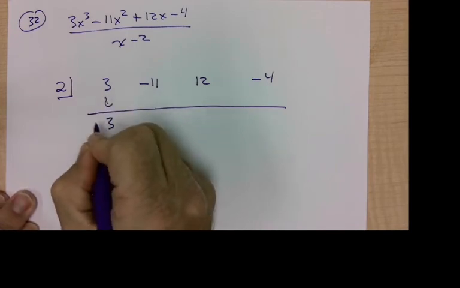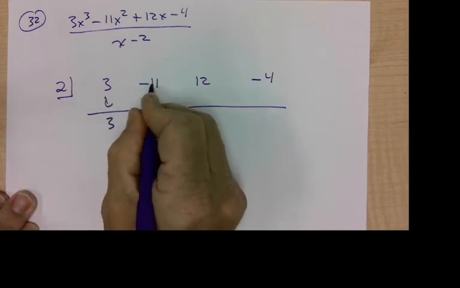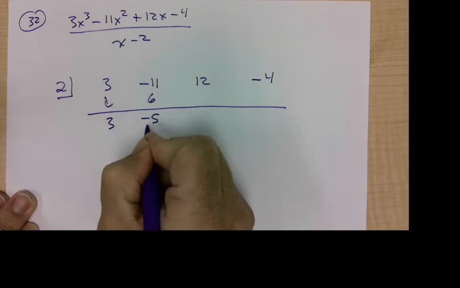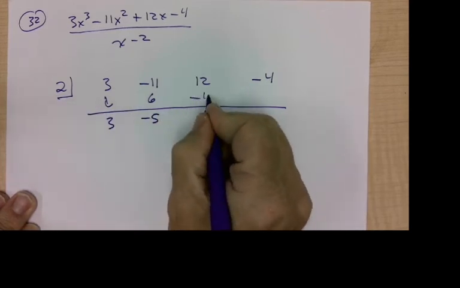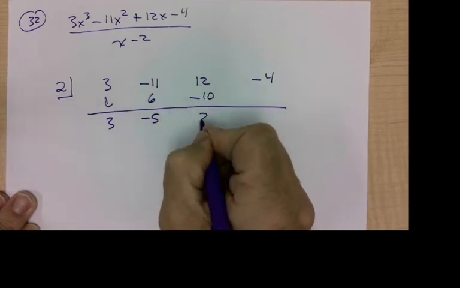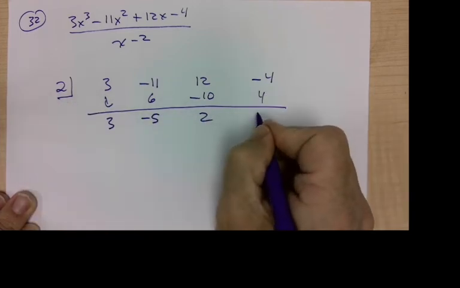The 3 comes down. 2 times 3 is 6. Negative 11 plus 6 is negative 5. 2 times negative 5 is negative 10. 12 minus 10 is 2. 2 times 2 is 4. Negative 4 and 4 is 0.